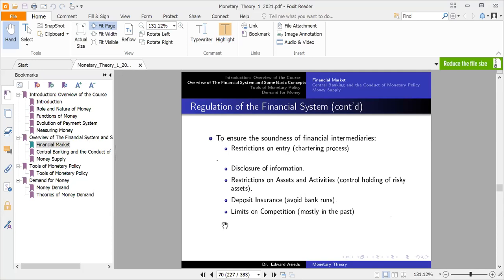Okay. Limit on competition. Competition can drive people to make bad decisions. Banks are competing for customers. If you don't check it, banks will be luring people to come for loans at lower interest rates, but they know that that rate is not even adequate to cover their costs.